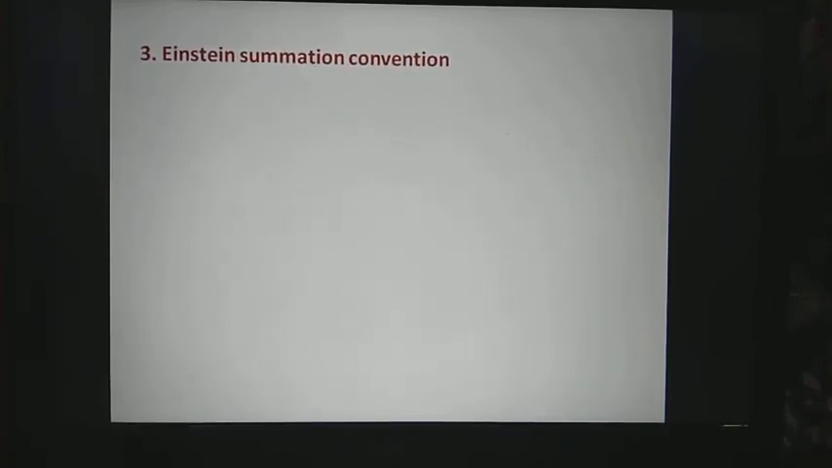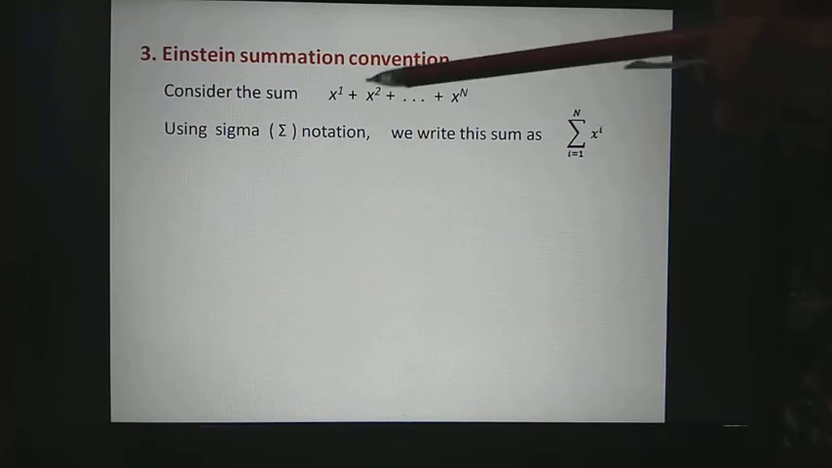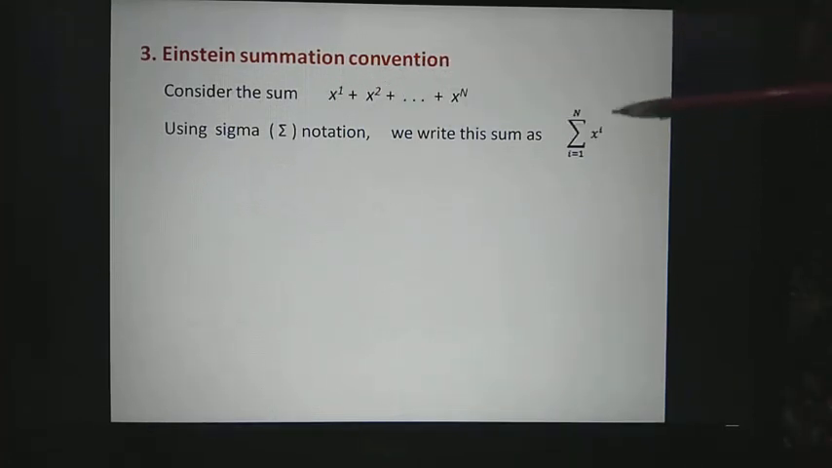Then the next concept is of Einstein summation convention. To understand this, consider the sum x1 plus x2 plus and so on plus xn. We can write this sum using sigma notation as summation i from 1 to n xi. So here i varies from 1 to n. So this sum in short can be written in this form by using sigma.